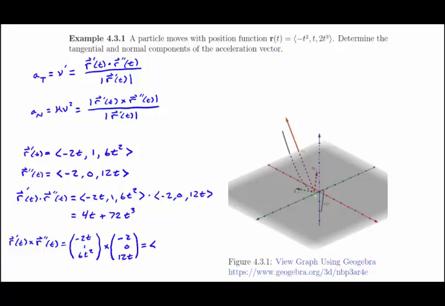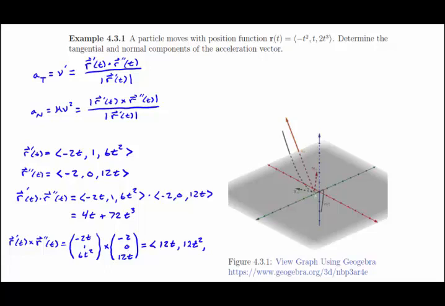So for my first component, I'm going to ignore the first components and do 1 times 12t minus 6t squared times 0, which is just 12t. My middle component, I'm going to do negative 2t times 12t, negative 24t squared, minus 6t squared times negative 2, so that's plus 12t squared. So we had a negative 24t squared plus 12t squared is negative 12t squared, but then we change the sign to be a positive 12t squared.